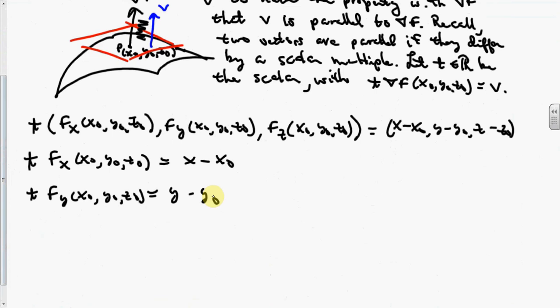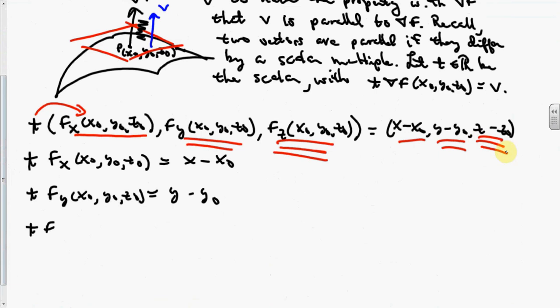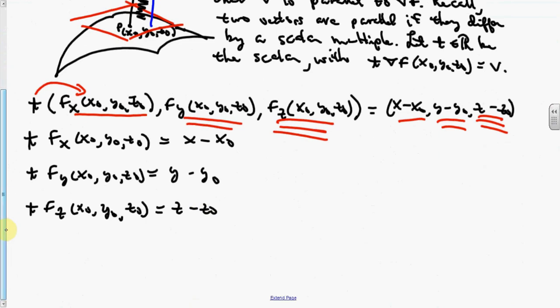If you have one vector equal to another vector, then their corresponding parts are equal. Right? This is t times the partial of f, so just multiplying the t times this term here, and it's set to equal that first term. This is equal to this term over here, times the t, obviously. And then this part is equal to its part over there, times the t on the left side.